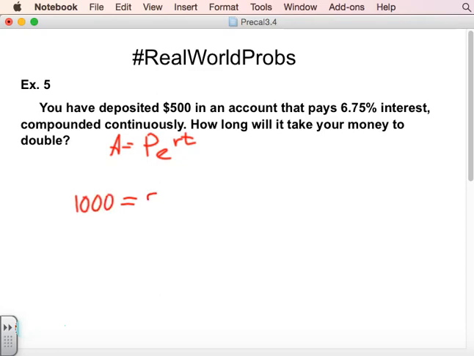P is the principal, the amount I start off with, 500, times e raised to the rate, which is 6.75, so 0.0675, because you got to make it a decimal. And then t is what I'm trying to find. I'm trying to solve for t. So now we can just solve this equation.